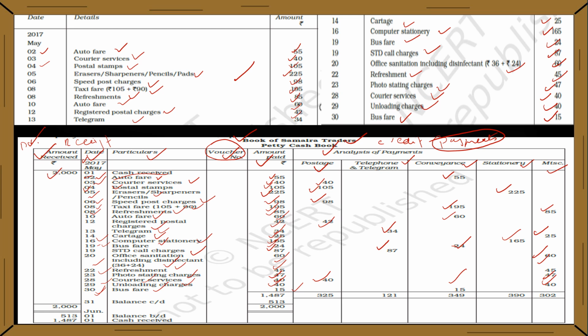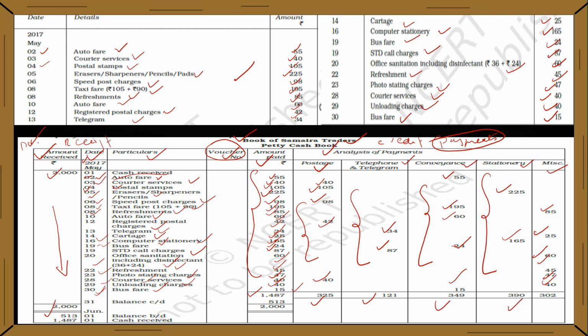Now, you total the amount received column, it is 2000 rupees. Amount paid column, you total it, it is 1487. Postage column, if you total it is 325. Telephone and telegram, it is 121. Conveyance, if you total it is 349. Stationery, if you total it is 390. And miscellaneous expenses, if you total it is 302.